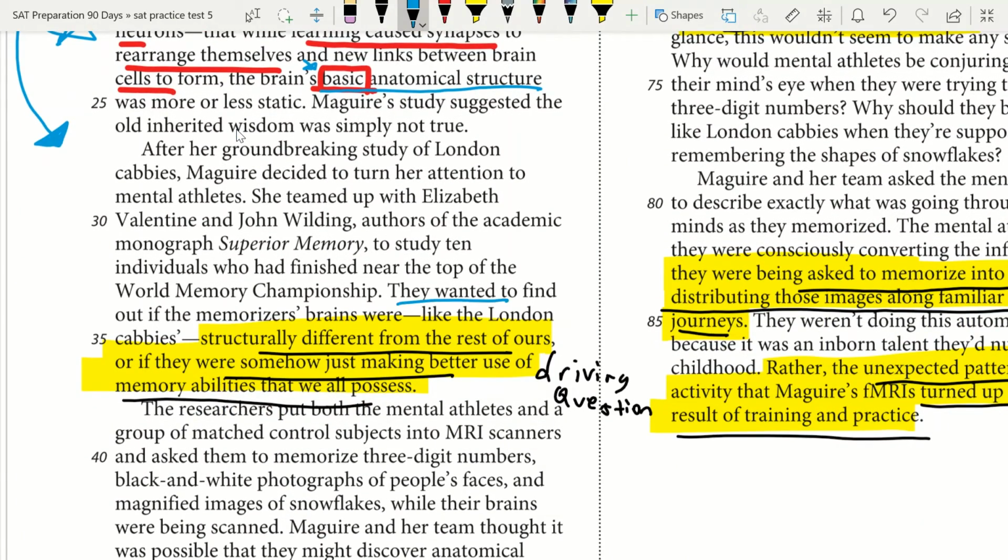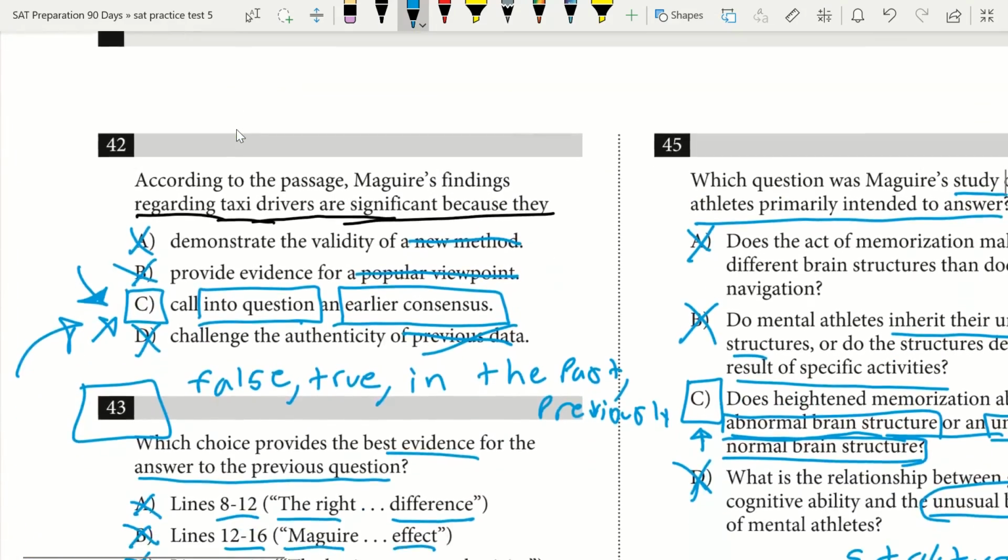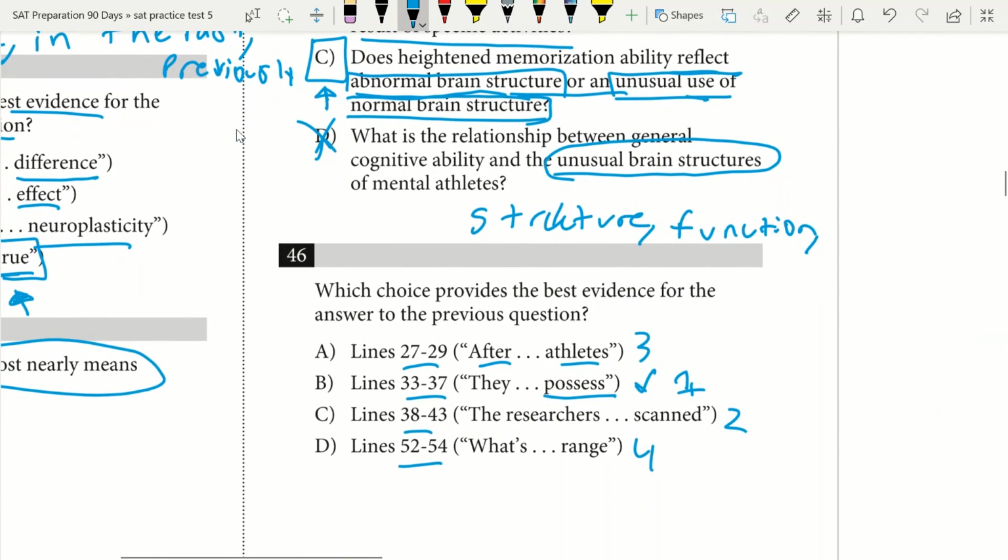They wanted to find out if the memorizers' brains were like the London cabbies, structurally different from the rest of ours, or if they somehow were just making better use of the memory abilities that we all possess. So in this case, the big thing that I take away is that it's answering that driving question, and you see that we annotated that as well. Our previous question that we need to provide evidence for is really asking about the driving question behind this passage. So our correct answer there will indeed be B for 46.